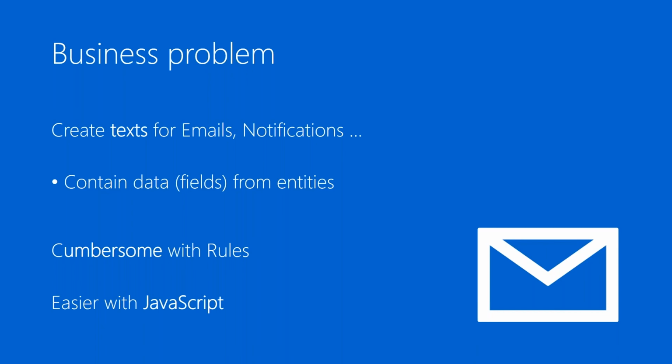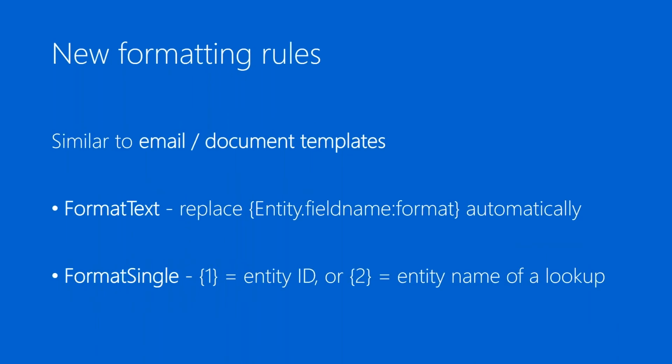It might be a bit easier with JavaScript, but we really wanted to make this easy with the rules as well. So now we have new formatting rules, which work actually similar to email or document templates that you might know. So there is a format text, which takes the entity field name with perhaps additional formatting, or format single, which uses the numbers to identify entity ID, or where can you use the entity name of a lookup. So with just one operation, you can create even very long texts containing fields from an entity or from a variable that you have in a rule.